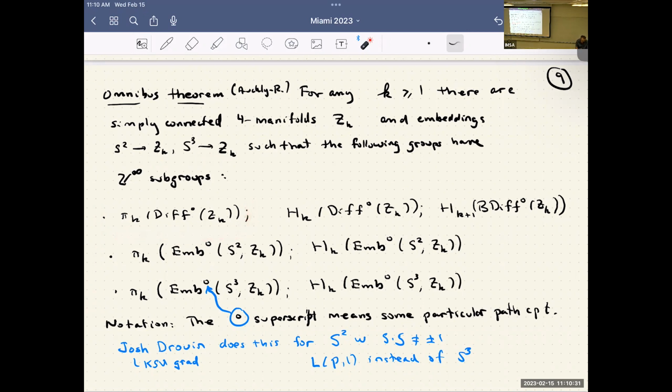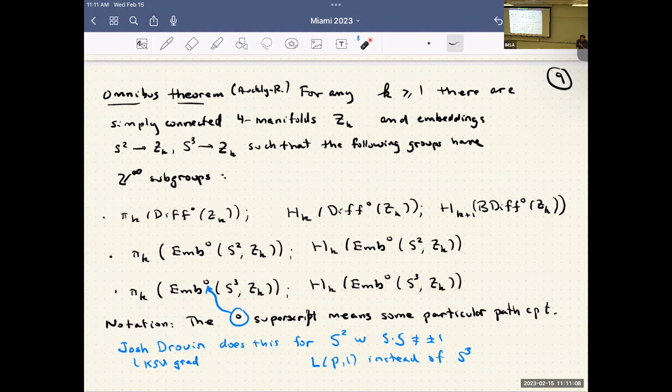In all these cases, it's best to think about the component of the identity in the diffeomorphism group. The homotopy groups are all infinitely generated. The homology groups are all infinitely generated. The homology of B-diff, the classifying space, is all infinitely generated. And then you can also study the space of embeddings of a two-sphere, in some sense the same two-sphere we were already looking at, or the space of embeddings of a three-sphere.